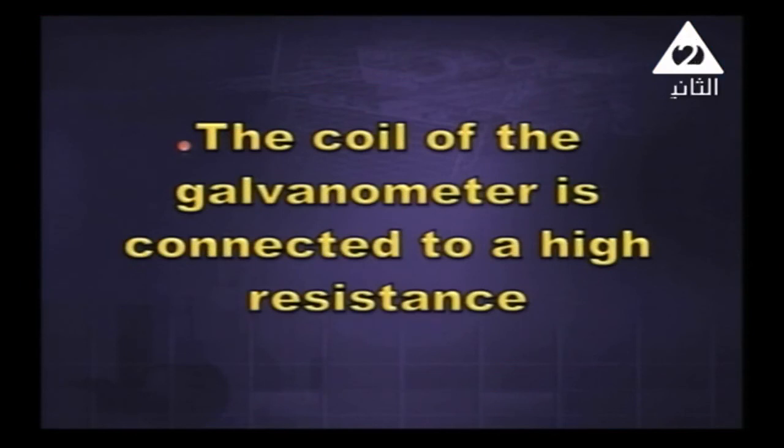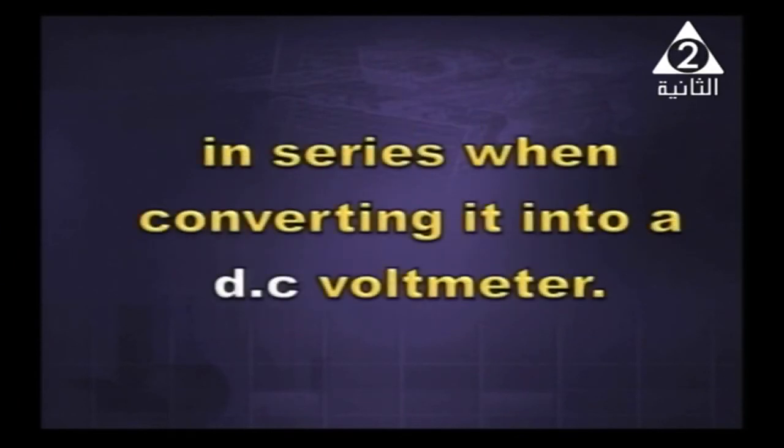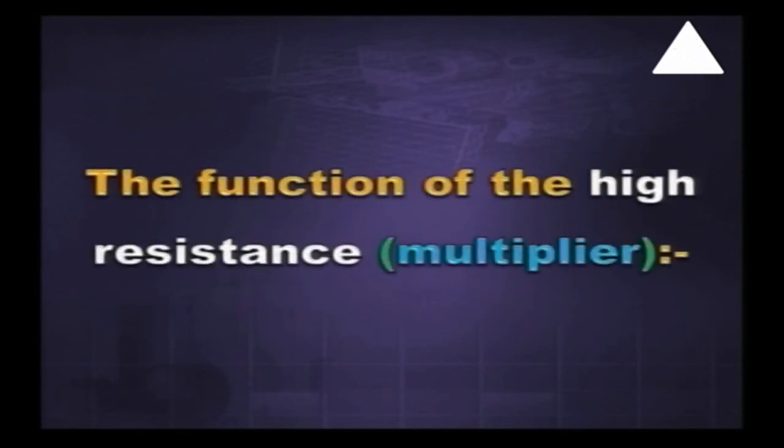Another give reason: the coil of the galvanometer is connected to a high resistance in series. This happens when we convert it into a DC voltmeter. Why is it connected to a high resistance in series? We call this resistance the multiplier. The function of the multiplier, first of all, it extends the range of the device.